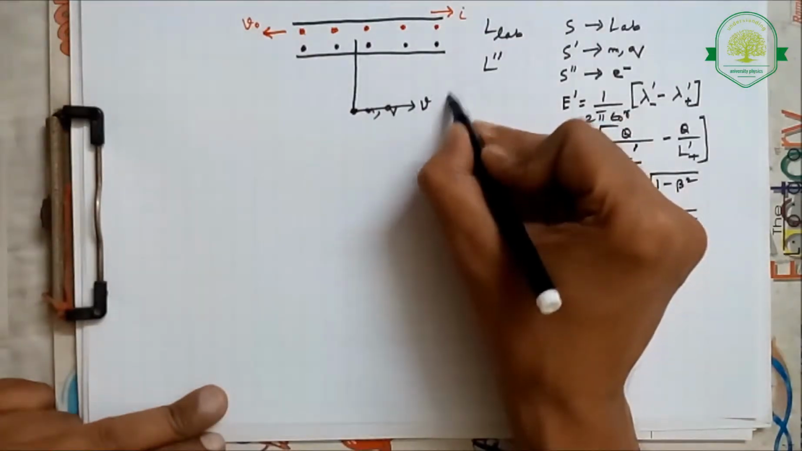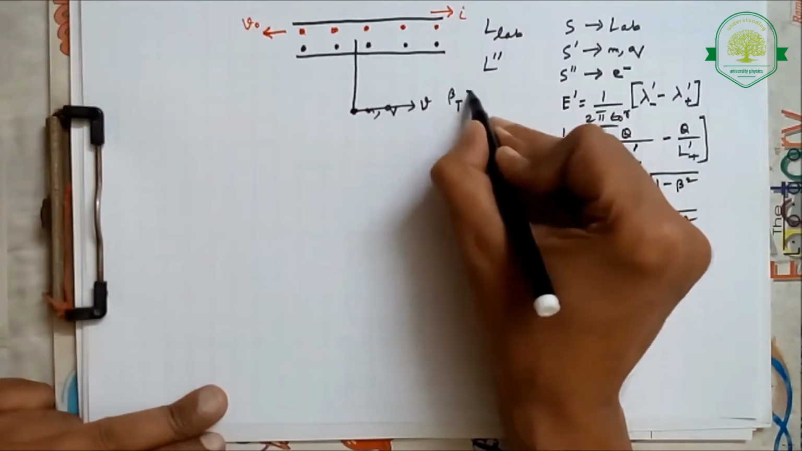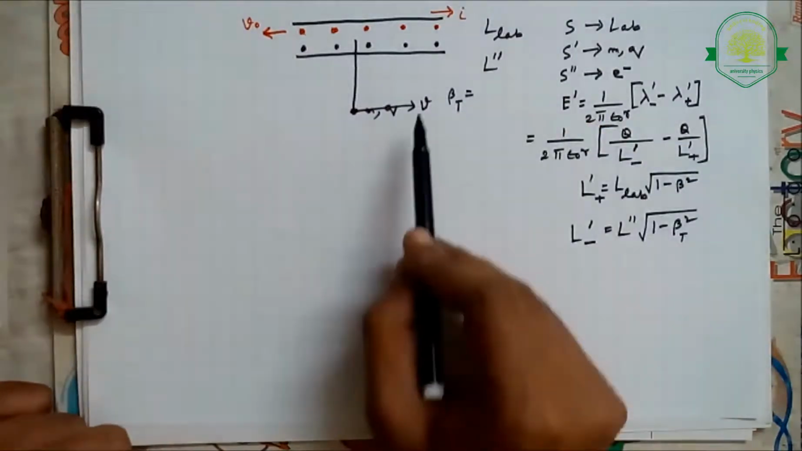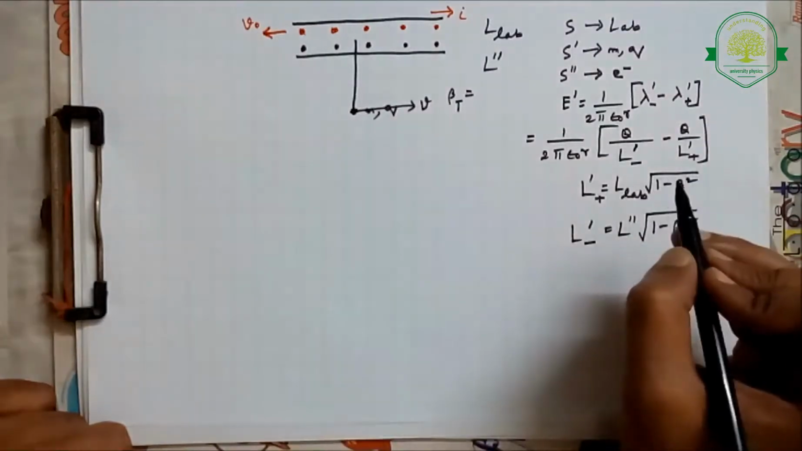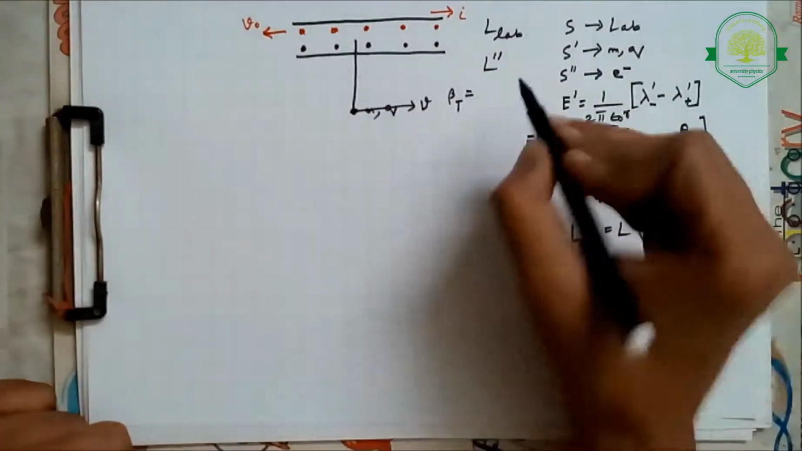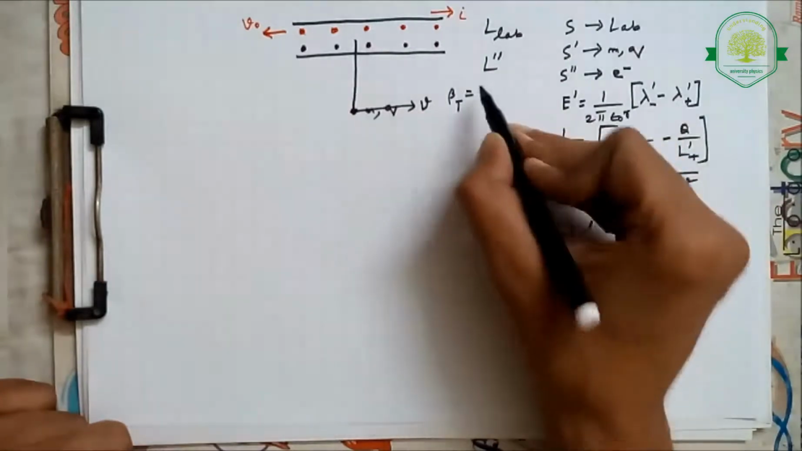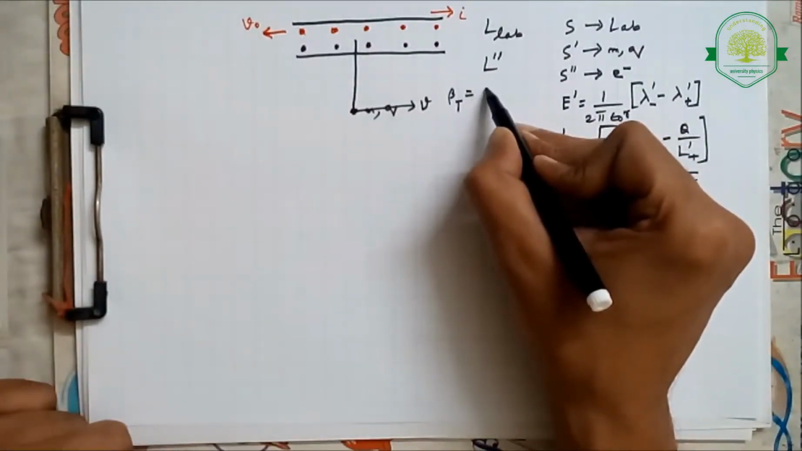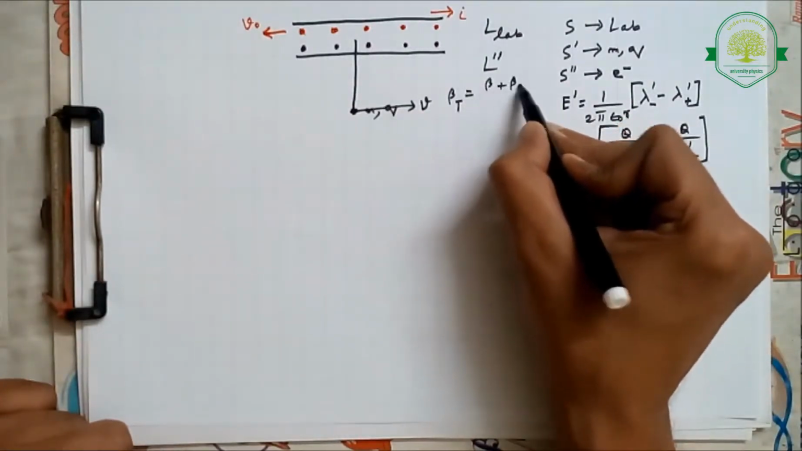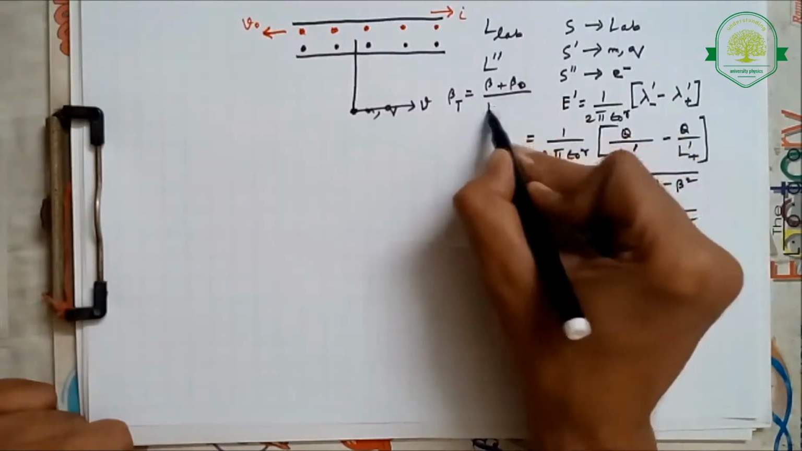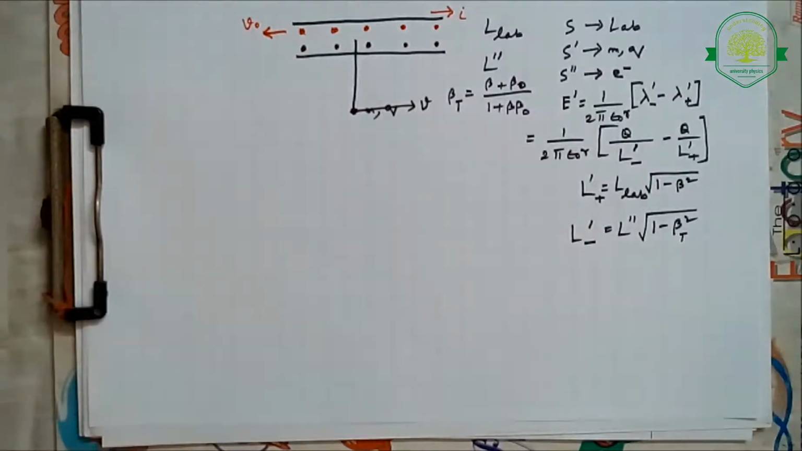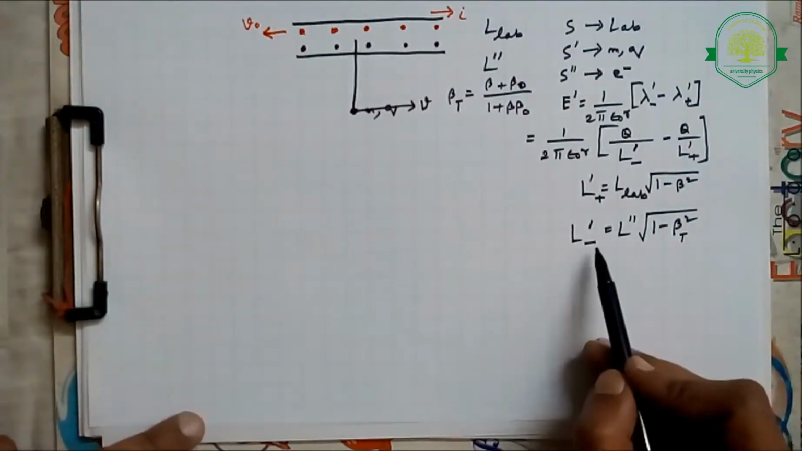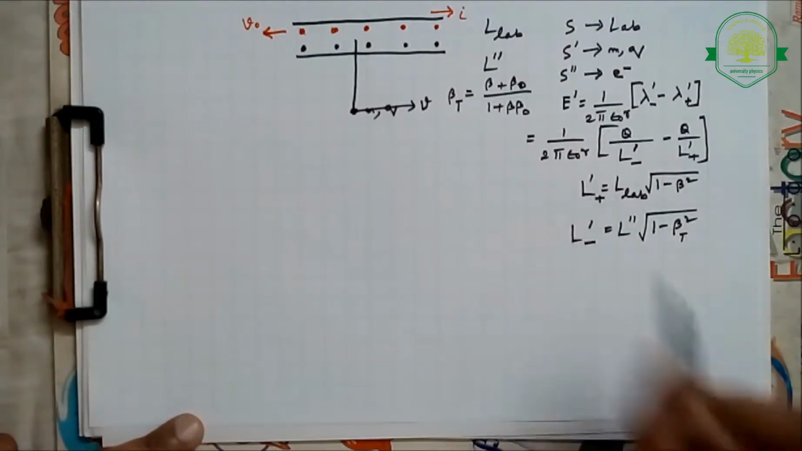So beta t by velocity addition, if we were not using relativity, the relative velocity would simply be v0 plus v. But relativistically, using the relativistic velocity addition formula, beta t is just beta plus beta naught divided by 1 plus beta beta naught. I'm just using the formula for relativistic velocity addition. So we know what L minus primed is and we know what L plus primed is.